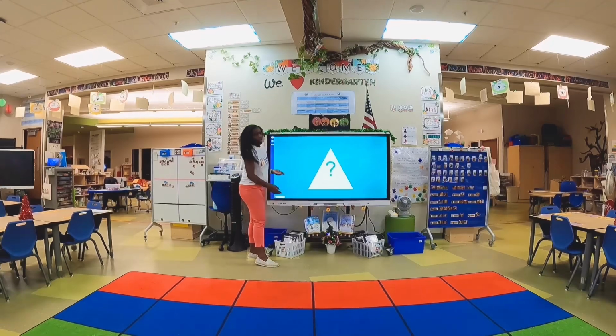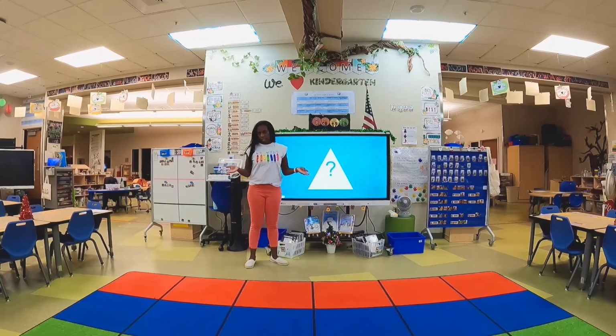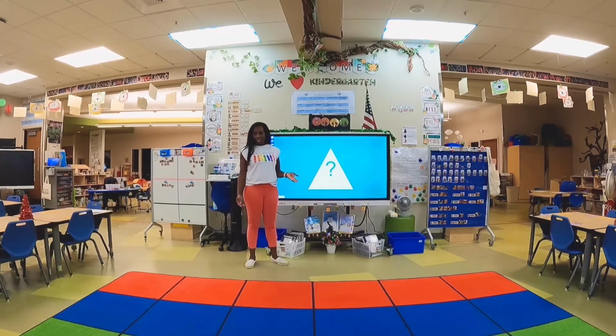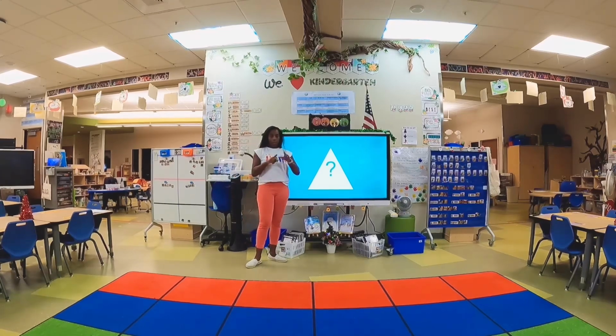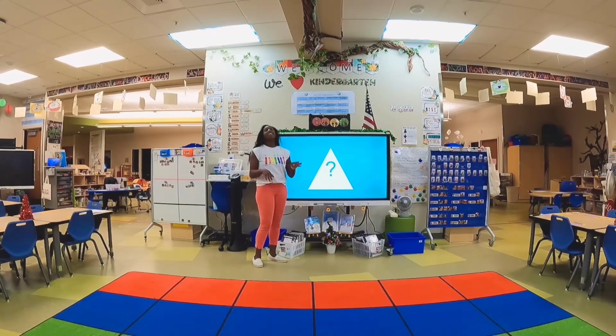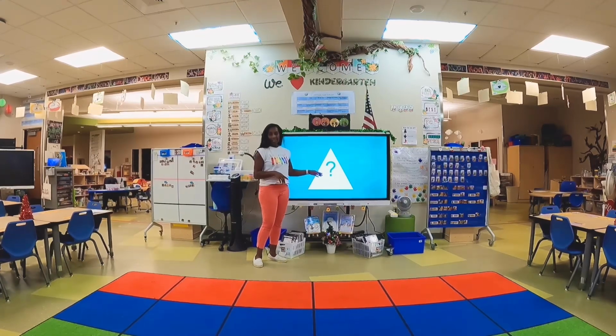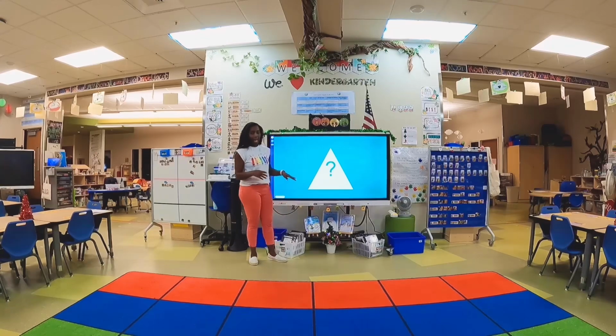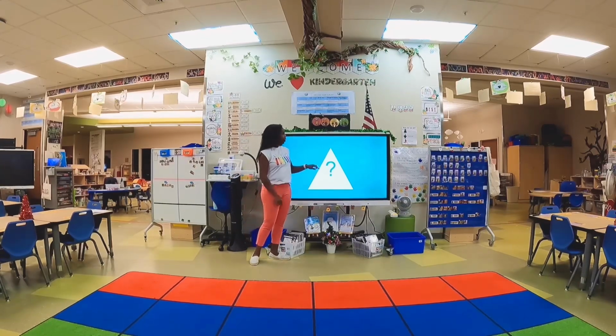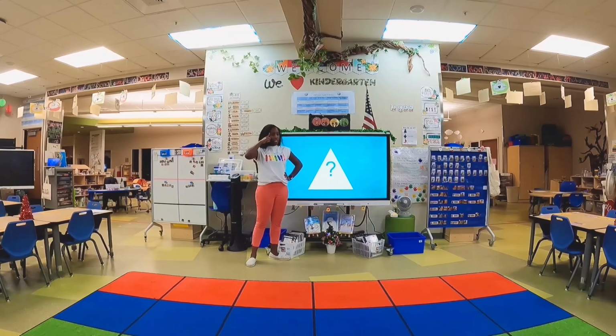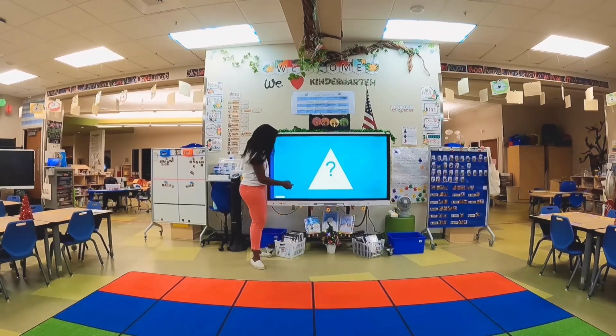Great job. And how many sides and vertices does a triangle have? We didn't talk about vertices. Well, remember how on the square, the corners, the connecting lines, were the vertices. So remember how there were 4 sides and 4 vertices on a square? Well, the same will be true for a triangle. So a triangle has how many sides? 3 sides. So how many vertices do you think a triangle will have? Let's see. Let's count together.